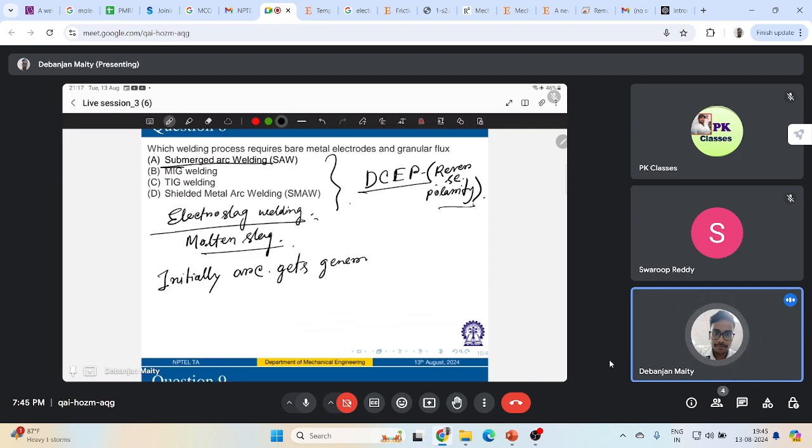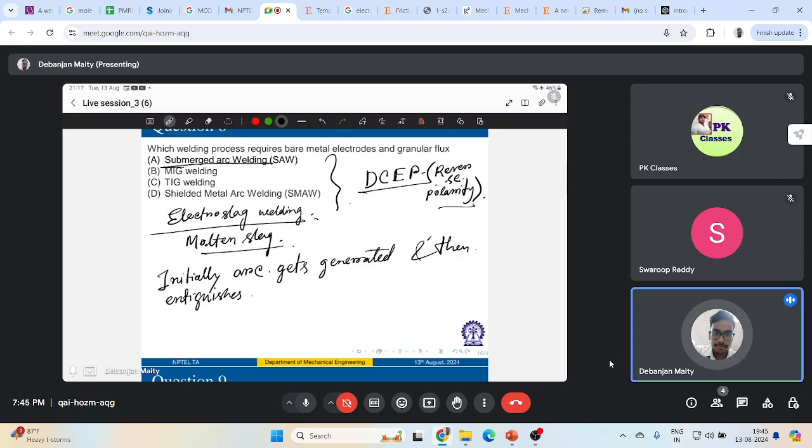Initially the arc gets generated and then extinguishes. So what happens next? Then the resistance heating will come into the picture. Whenever the arc is extinguished, the resistance heating generated by the electric current passing through the slag keeps it molten.